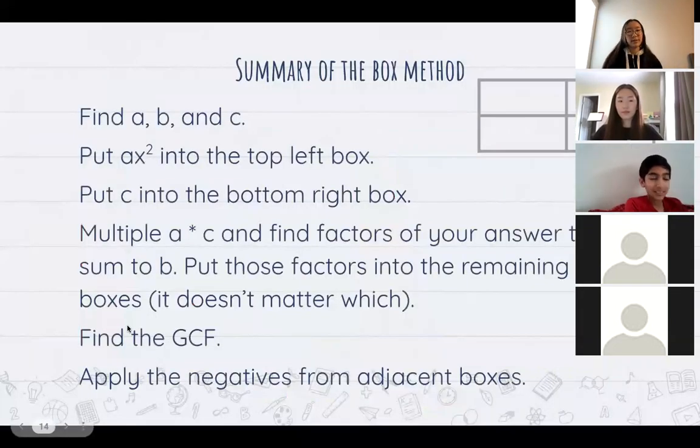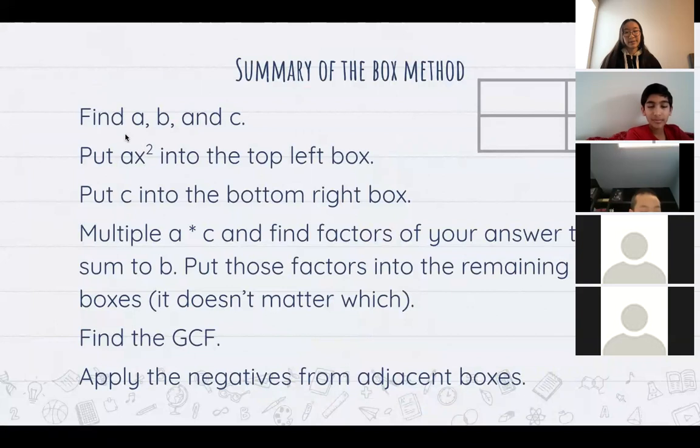Okay, so our summary of the box method: we've defined A, B, and C in the standard form equation. Well, we're going to review it really quickly right now. You find A, B, and C in standard form, and then you put the ax squared term into the top left box. Then you put the C term into the bottom right box. Then you multiply A times C and find the factors of that which add up to B.